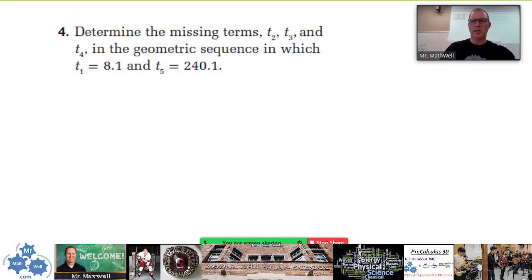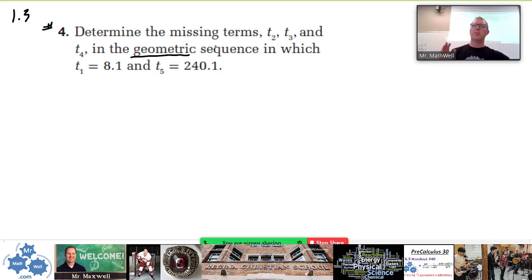All right, pre-calculus 20. Here's 1.3, number 4. Question number 4. Determine the missing terms T2, T3, and T4. So we understand this to be the second term, third term, and fourth term in the geometric sequence.